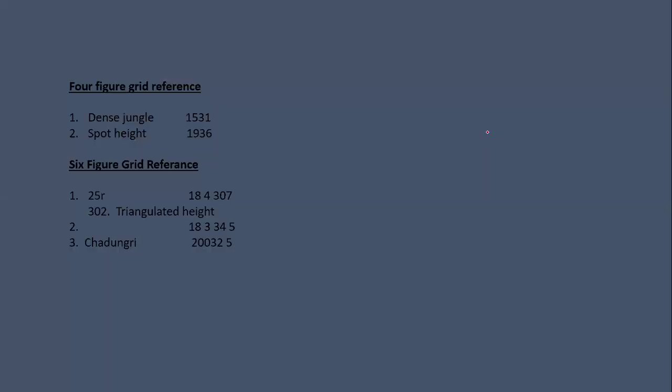The eastings, the 6-figure grid reference of 25R will be 18, the third, the subdivision will be 4. 184 is the eastings, and 30 northings, third subdivision is 7. So 184307 is the 6-figure grid reference for this location.